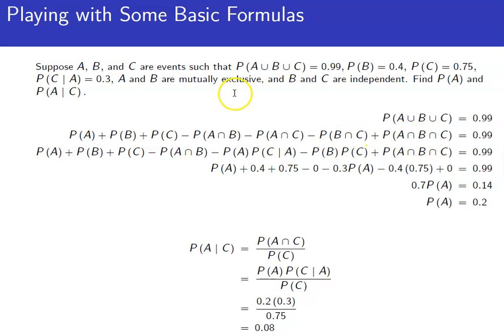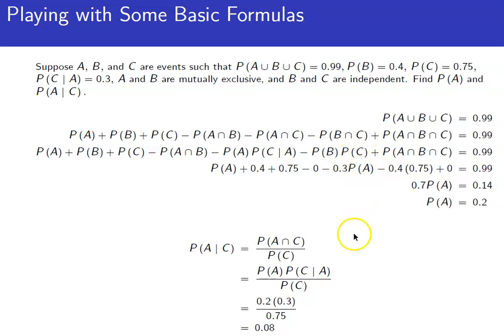We are told something about the probability of C given A, and we're told that B and C are independent, which tells us something about the probability of B intersect C. All right, first let's worry about the conditional probability. We have the probability of the intersection of A and C. We can rewrite that as the probability of A times the probability of C given A. We're told that B and C are independent. That means that we can write the probability of B intersect C as the product of the probability of B and the probability of C.